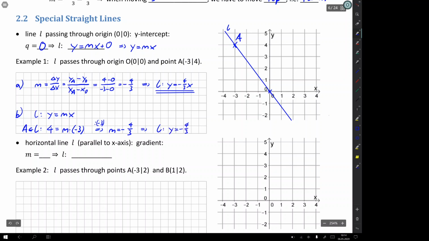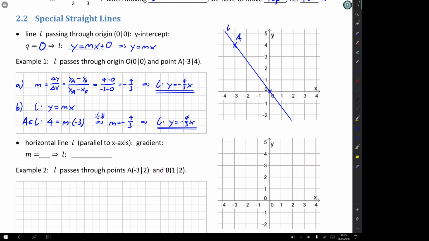The next special type of line is the horizontal line, for example like this, or like this. So when we look at this, what is the gradient of such a line? Well, it is just 0. So we have m is 0. Using our general form, y equals mx plus q, so 0x plus q, this simplifies to y equals q. So y equals the y-intercept. That's the equation of a horizontal line.